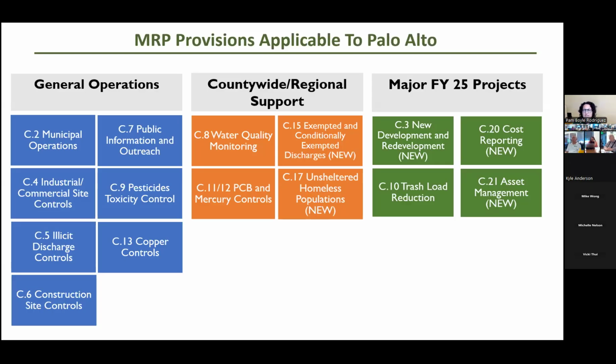And then C7 is public information. It's the utility bill inserts, the things you see on Facebook, or when we have events, or when we participate in Earth Day. Those are events that we consider outreach for the treatment plant, but we also do a lot of outreach about potential stormwater pollutants.